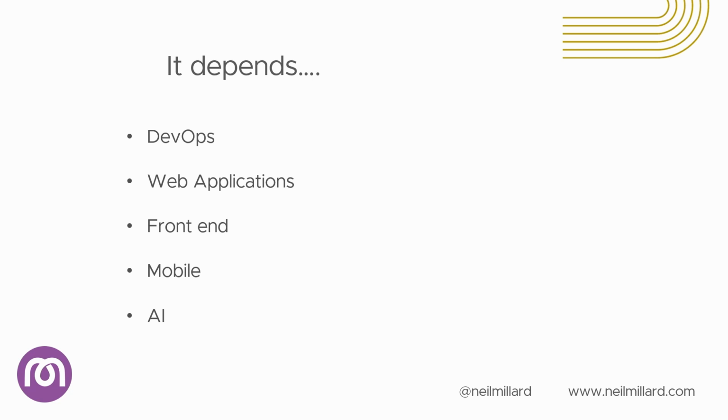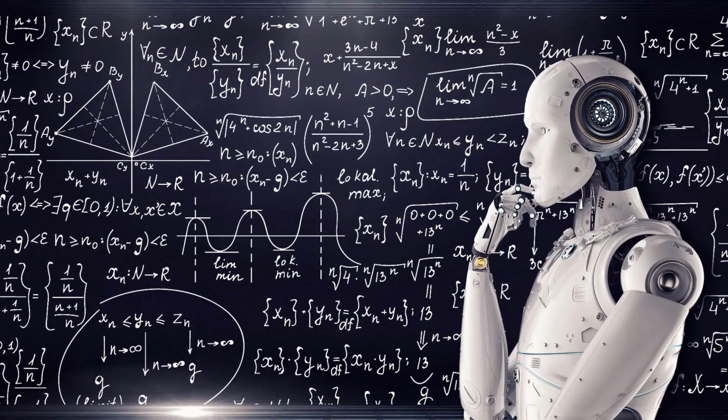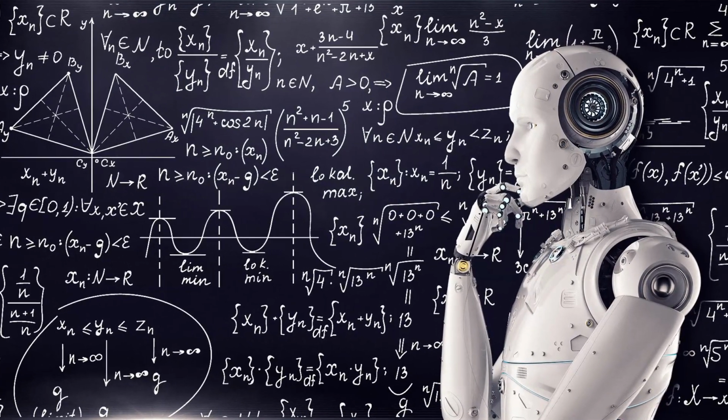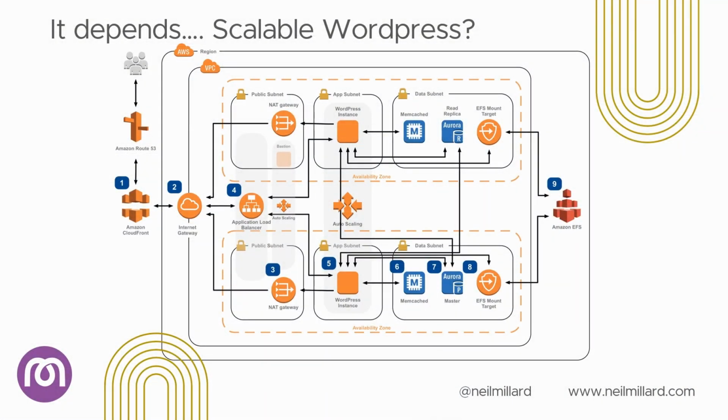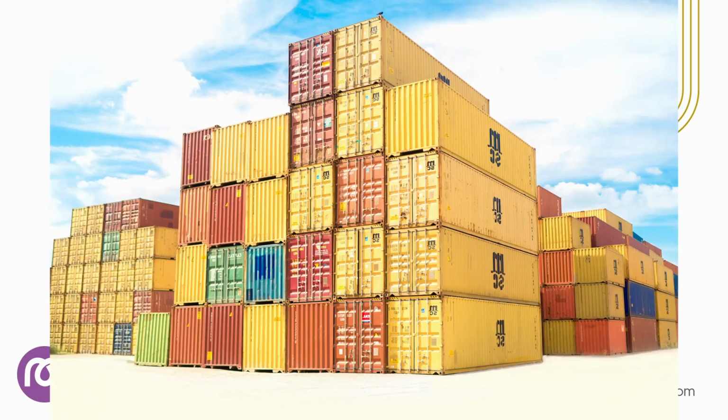What are you building? Are you building a DevOps platform? Are you providing a web application? Maybe a mobile application? Or are we dealing with an artificial intelligence construct of some description? Let's start with an example that I hope you've heard of. WordPress. Out of the box, WordPress will quite happily work within one Docker container. Maybe two if you include the MySQL database.